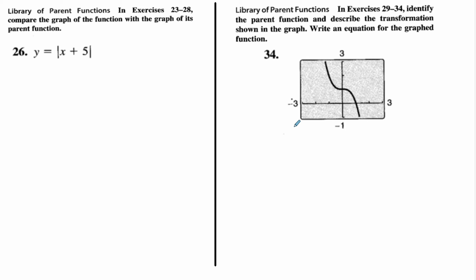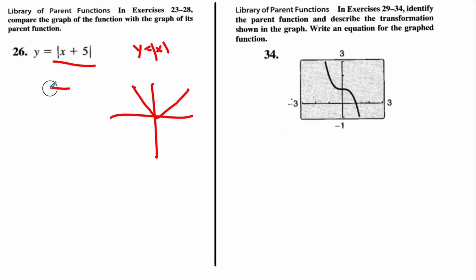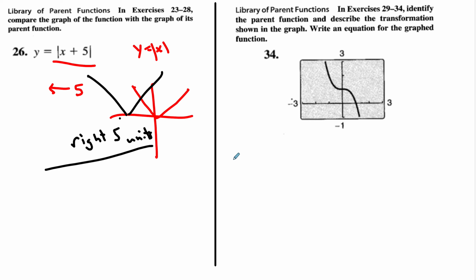Okay, library parent functions. Compare the graph of the function with the graph of its parent function. So this is y equals absolute value of x as its parent function, which, as we know, looks like this. What's the difference here? This has been shifted left 5 units. How do I know? These work the opposite. So in reality, this will end up looking like this. So we would say it's been shifted right 5 units as compared to its parent function.